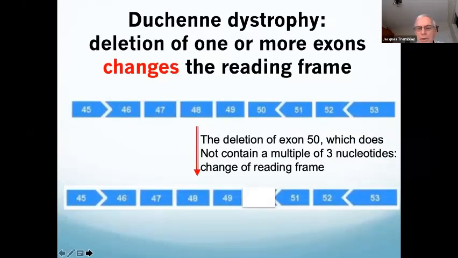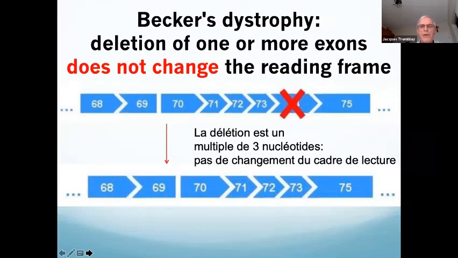So this is again an example of a deletion, in this case a deletion of exon 50, exon 49 being connected directly with exon 51. And again, there is a frame shift and there will be the absence of dystrophin.